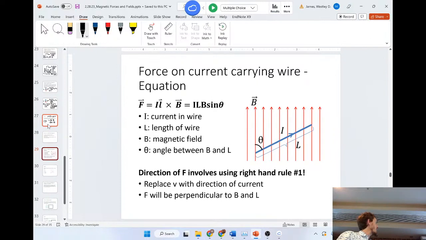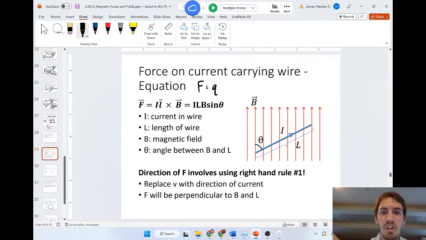All right, so here's the equation. It's a cross product, which we define as ILB. So same kind of thing. Looks very similar. Let's remind ourselves what the last one looked like. The last one was QVB sine theta. Here, replace Q with current, replace V with the length of the wire, and then it's still B sine theta. Very, very similar equation to what we did before.